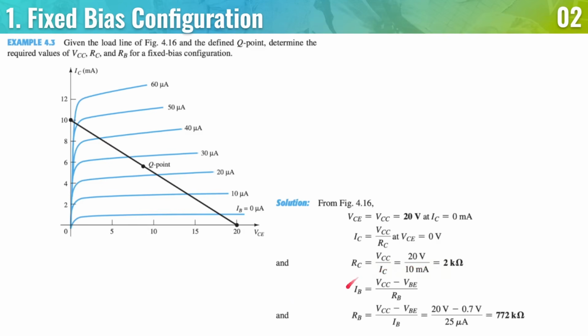Next, we do the same for RB, where we start with the IB, because this is where we can get the value of RB from. We already have a VCE, we already have a VCC, and we also already have a VBE. Remember, in the last discussion, IB is equal to VBB minus VBE. But here, VCC is going to be its voltage source because it is now in the fixed bias configuration. Doing the same steps as earlier, 20 volts minus 0.7 over 25 microamperes is equal to 772 kilo ohms.